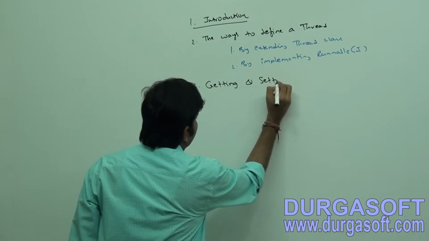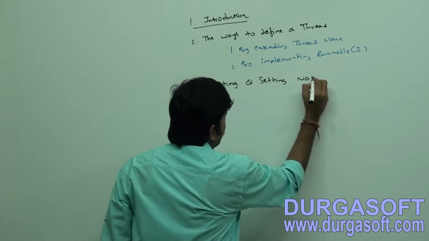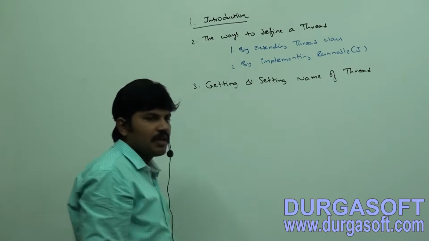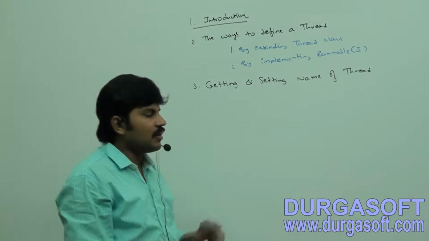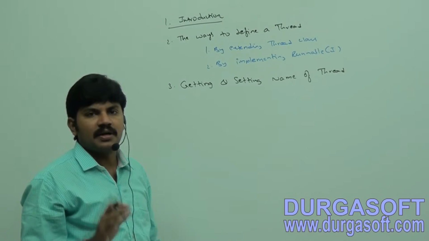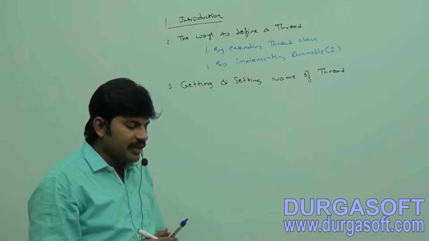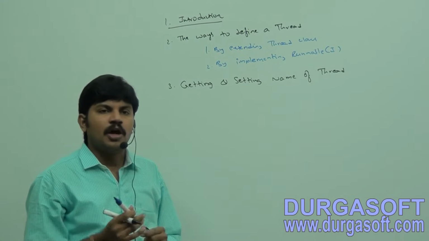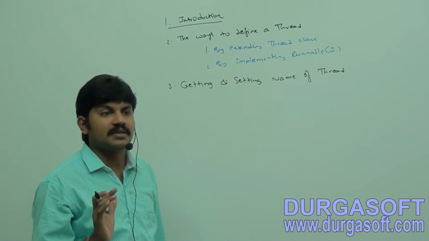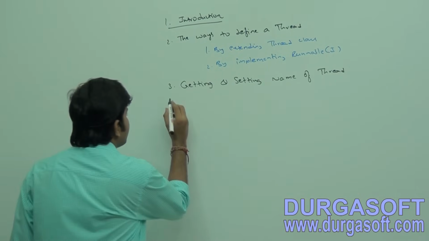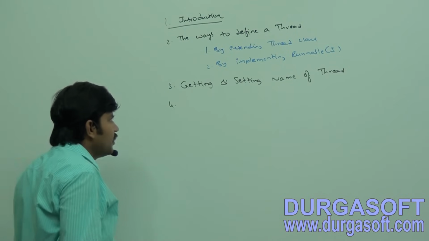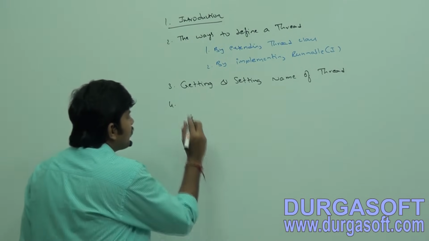And after that, getting and setting the name of a thread. Sir, how to set the name of a thread? Every thread in Java has some name. Sir, how can I get the name of a thread? getName. How can I set our own name as the name of the thread? setName. Like getting and setting the name of the thread.